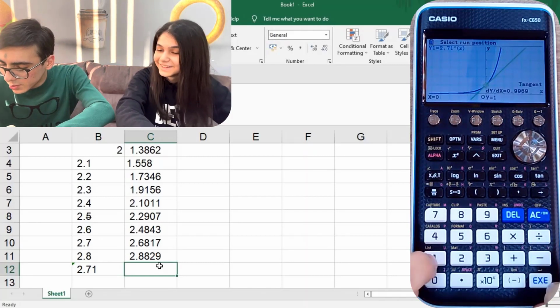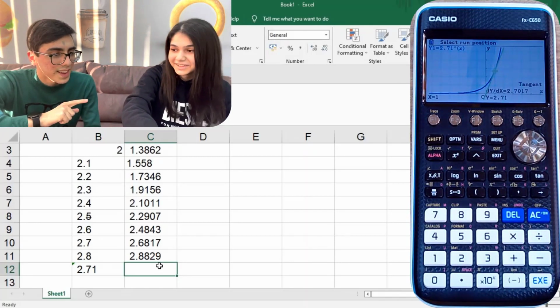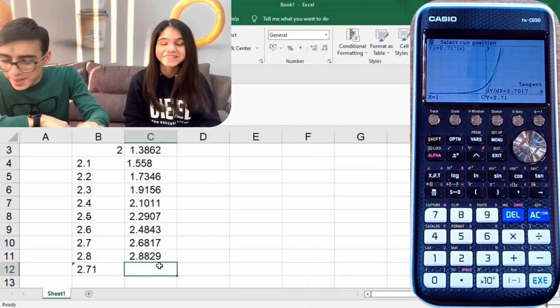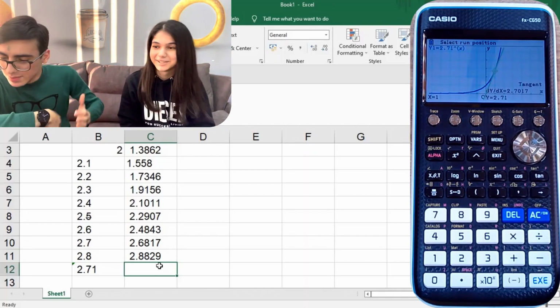I'm really excited to see what it would be. Me too. It's kind of scary for me. Really scary, but not in this case. It's just a derivative.